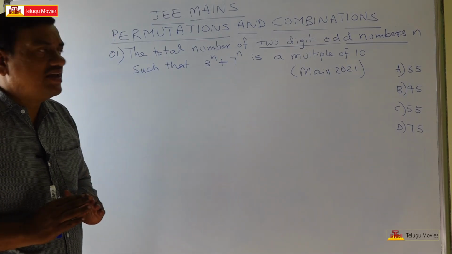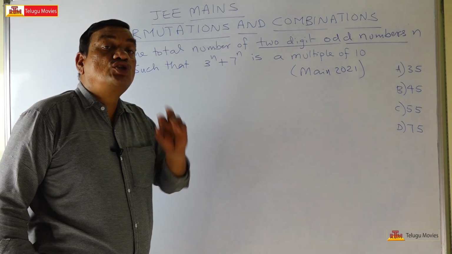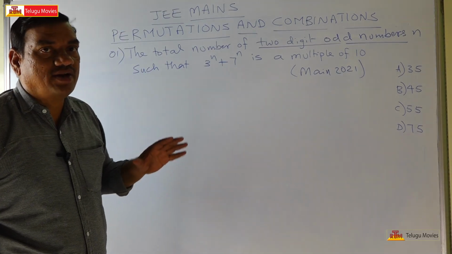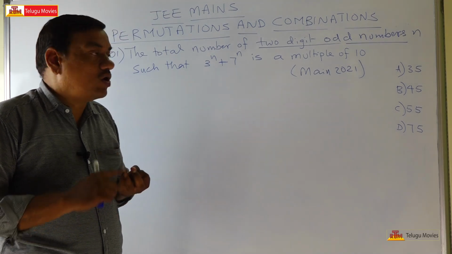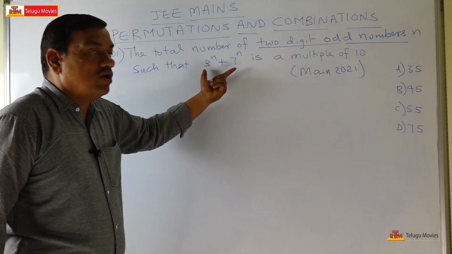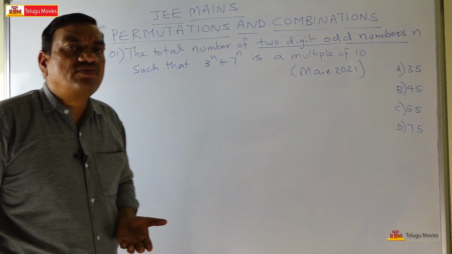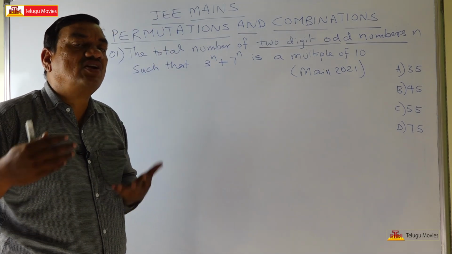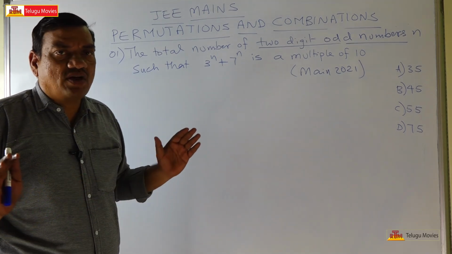The question is very clear. You have to find the n values, which should be two-digit odd numbers. You can start with 11 or 13 or 15, substitute here and calculate the value, and that should be a multiple of 10. What are the multiples of 10? They are 10, 20, 30, 40, 50 and so on. But if you do that manually, the problem becomes very difficult.